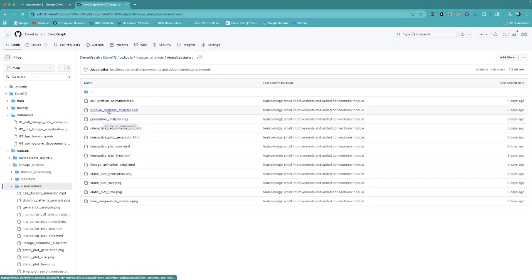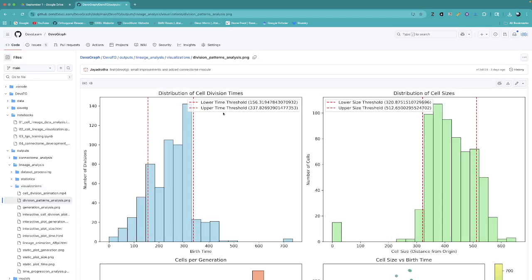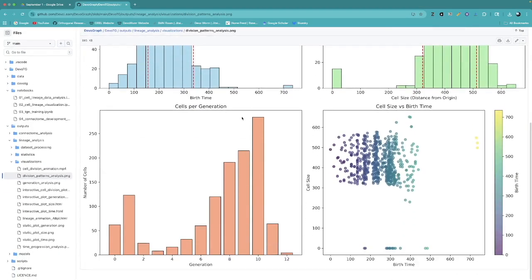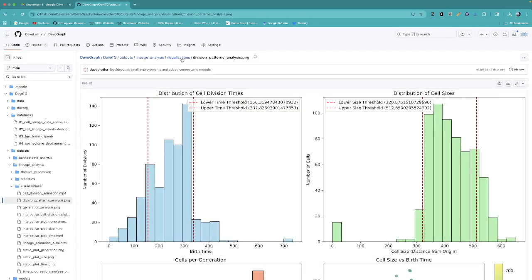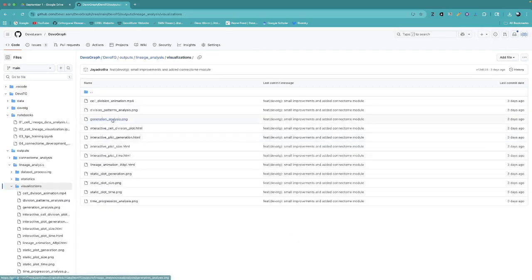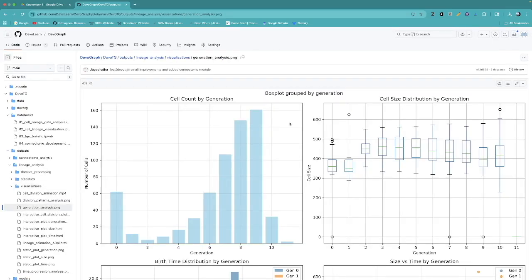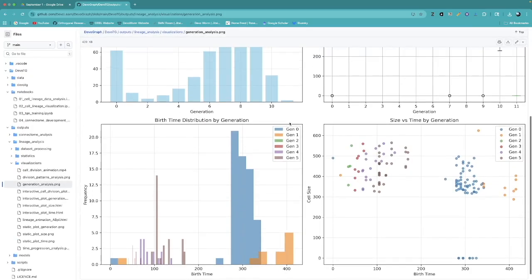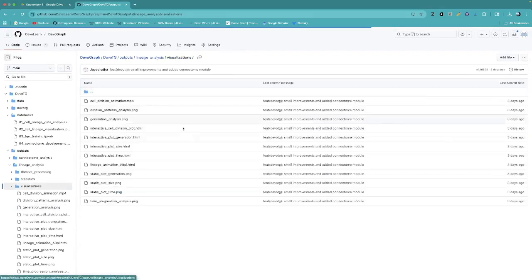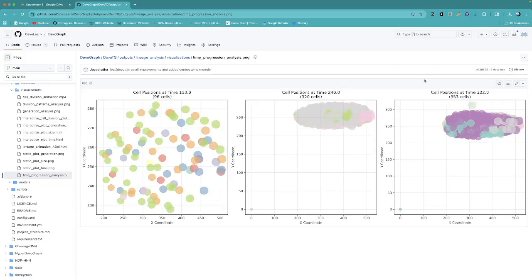Let's just look at some of the visualizations. This is the division pattern analysis, so we ran a nice analysis on this. You ran a generation analysis, which is here, so we have a number of box plots and scatter plots. Here's the time progression analysis.